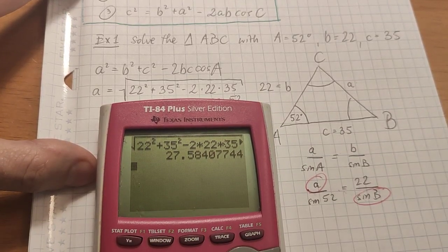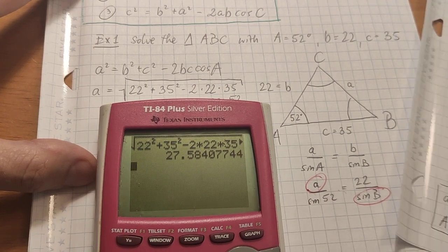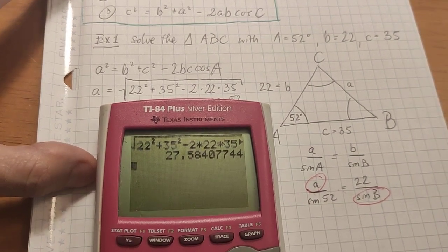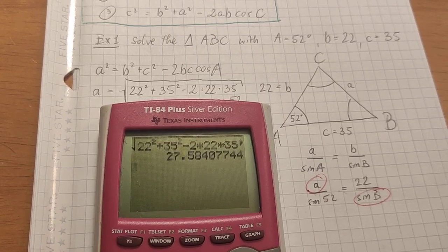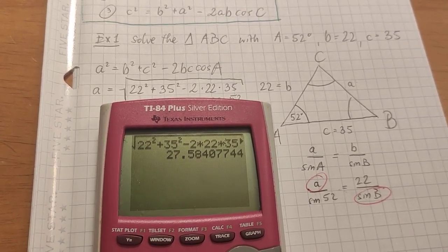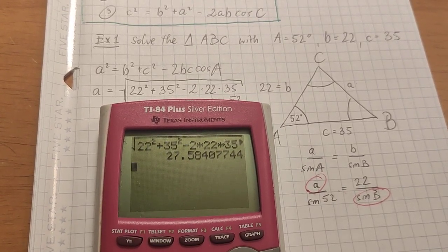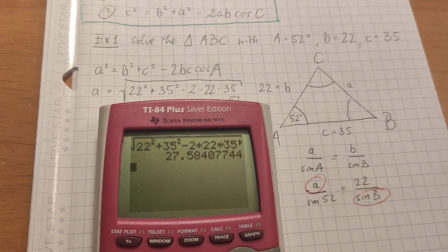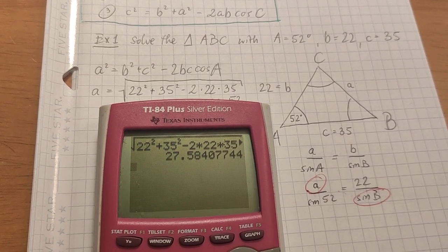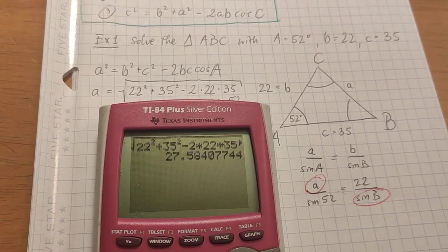You guys see, this is probably an irrational number. My phone, unfortunately, is about to die. Anyway, I'll finish this example, and then I think I'll charge my phone and show you the second one.